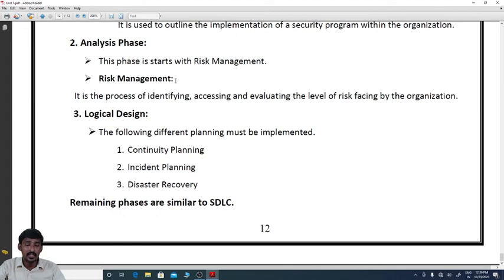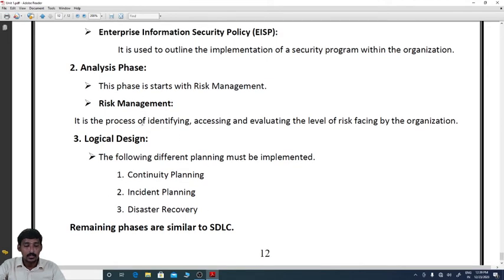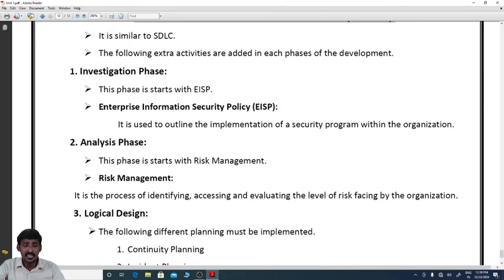It will support the mission and vision of an organization, and it will also support your strategic policy. In the investigation phase, the enterprise information security policy plays a major role. EISP is abbreviated as Enterprise Information Security Policy, so that it always gives an overview of the entire enterprise.